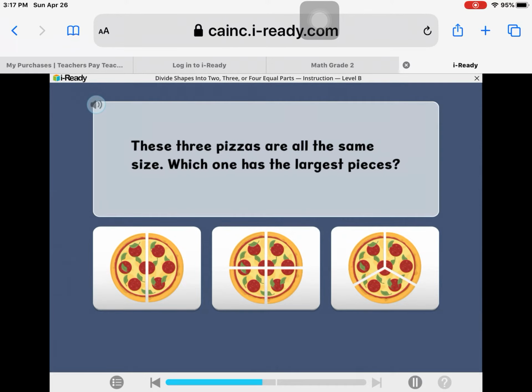These three pizzas are all the same size. Which one has the largest pieces? Nailed it! The pizza with 2 equal pieces has the largest pieces. That's because it has the fewest pieces.